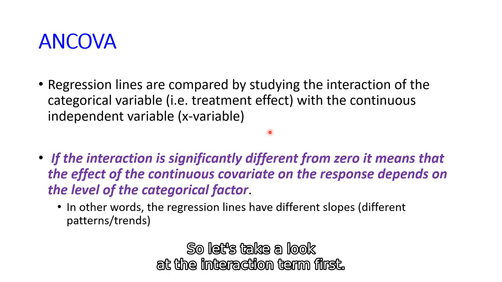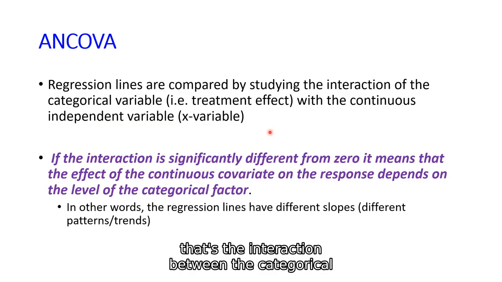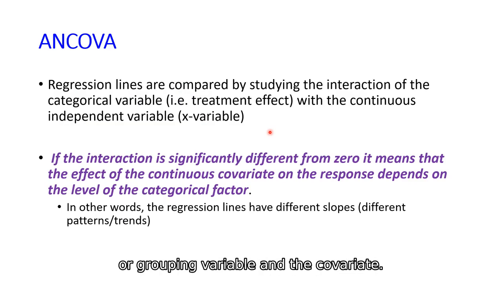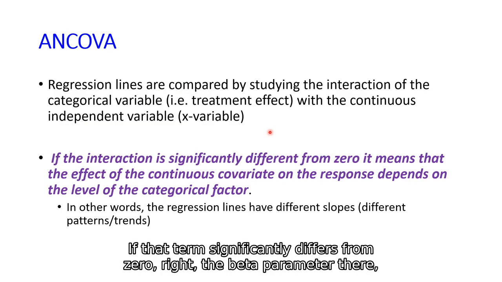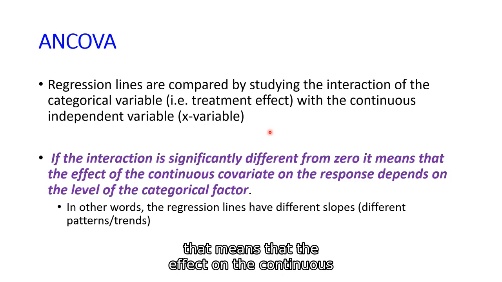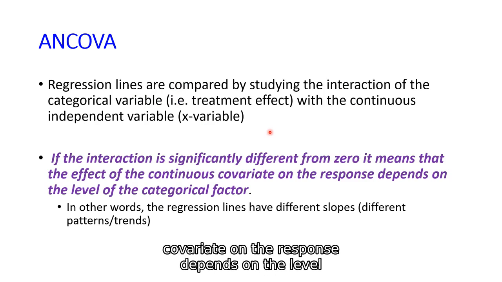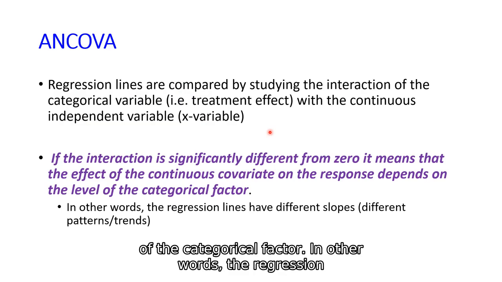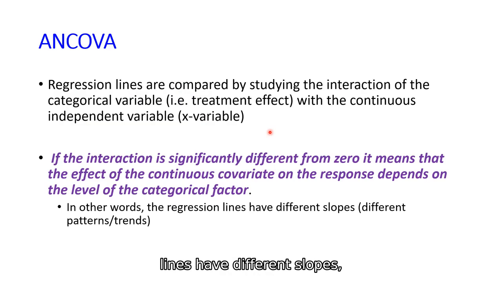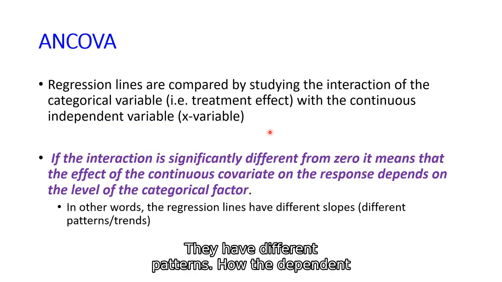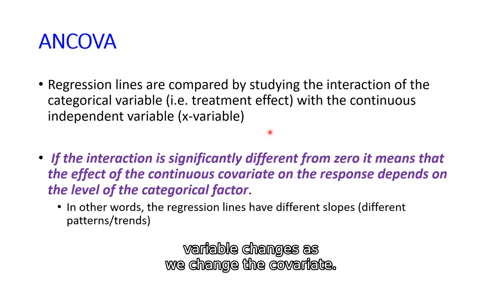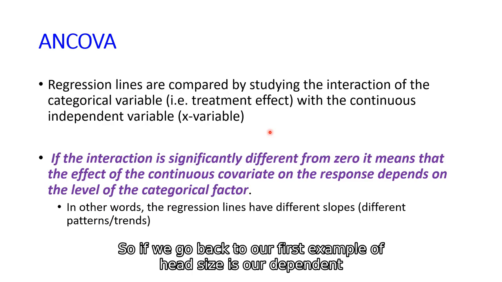So let's take a look at the interaction term first. That's the interaction between the categorical or grouping variable and the covariate. If that term significantly differs from 0, the beta parameter there, that means that the effect of the continuous covariate on the response depends on the level of the categorical factor. In other words, the regression lines have different slopes. They have different patterns in how the dependent variable changes as we change the covariate.